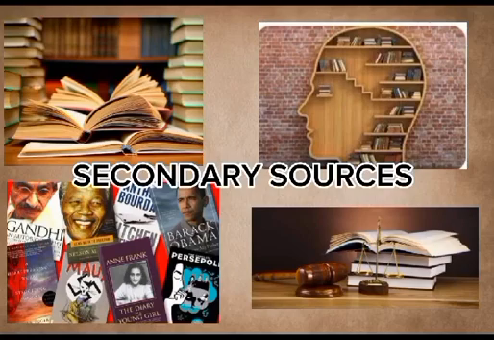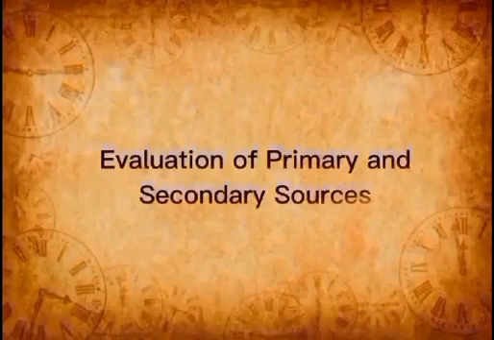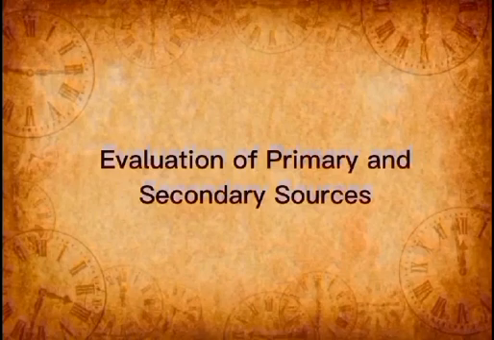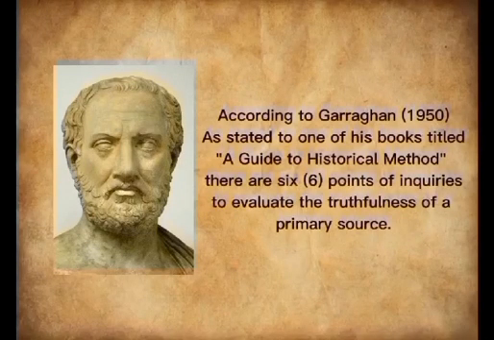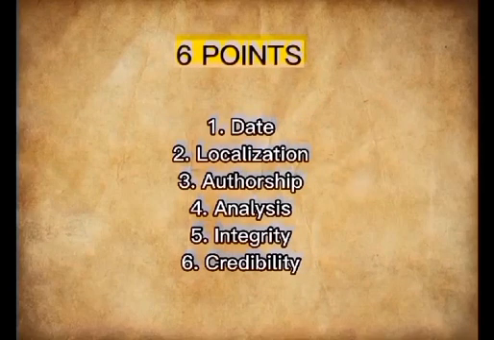They belong to secondary sources since the creator of every example on the screen was not present in the past event. After explaining the difference between primary and secondary sources, now let's move on to how to evaluate the two types of sources. According to Garraghan 1950, in one of his books titled A Guide to Historical Method, there are 6 points of inquiry to evaluate the truthfulness of a primary source. These are the date, localization, authorship, analysis, integrity, and credibility.